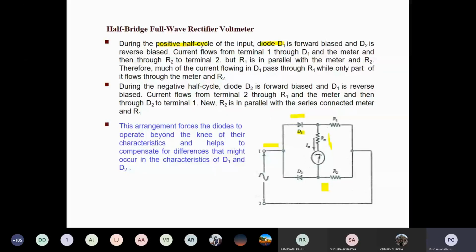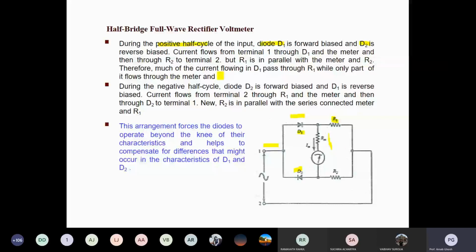Definitely, initially D2 will be reverse biased because you can see both are anti-directional. So if in the first half D1 is forward biased, in the second half D1 will be reverse biased and D2 will be forward biased. So through D1 and the meter, and then through R2 to terminal 2. But R1 is in parallel with the meter and R2. Definitely R1 is parallel with the terminals and the meter.